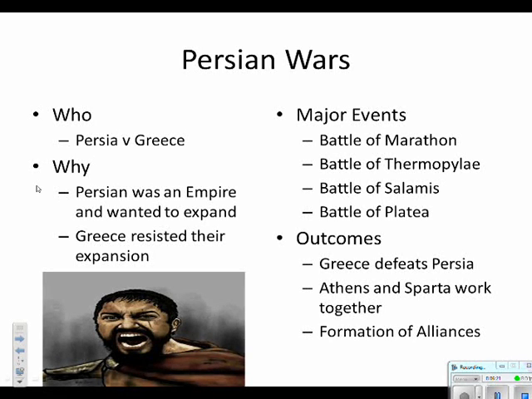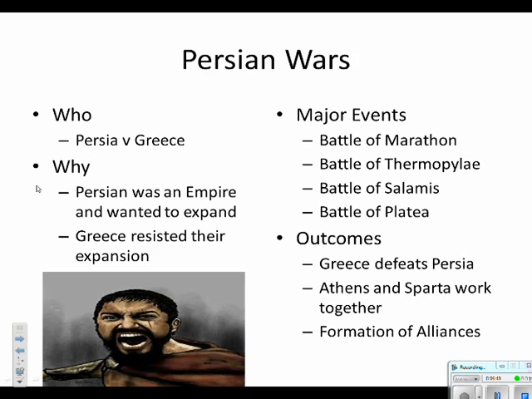The reason the Persian War happened: Persia was an empire and they wanted to expand, and eventually the Greeks are going to resist that expansion at the Battle of Marathon, making the Persians very mad and fueling their revenge. There's a couple of major battles from this war. The first, the Battle of Marathon, where the Ionian Greeks rebelled against the Persians and were helped by the Athenians. The Persians win this war, but they're so angry that the Greeks dare go against them that they seek revenge, and it really leads to the rest of the war.